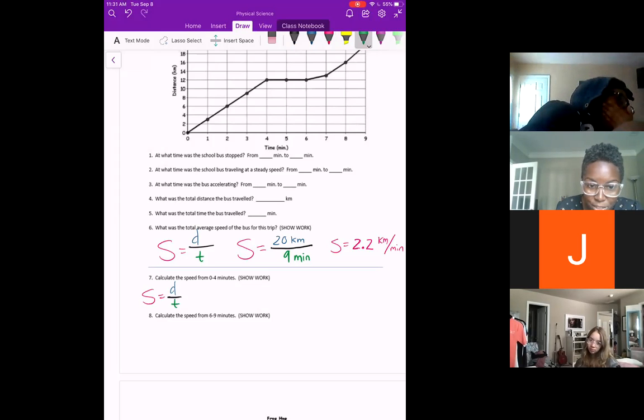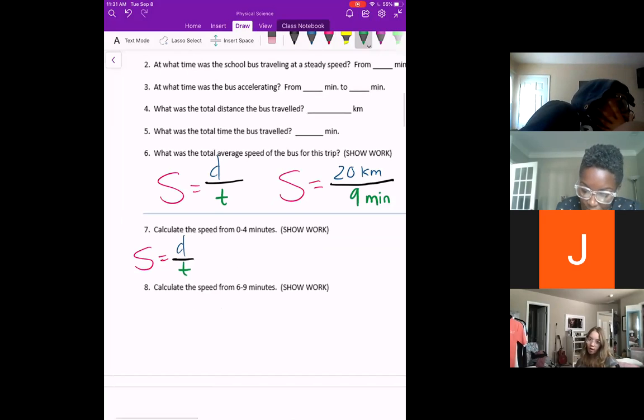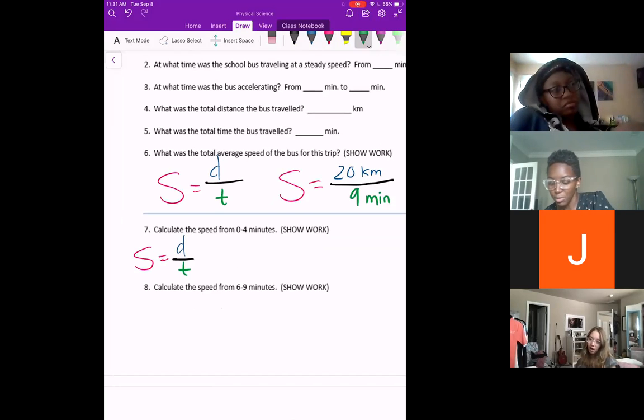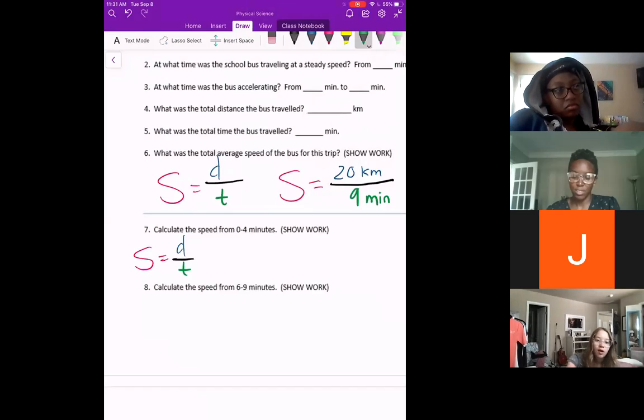I'm going to zoom in for now and I'll go back so you can see the graph. Oh, actually I can just do this. Let's rotate. So there we can see more.